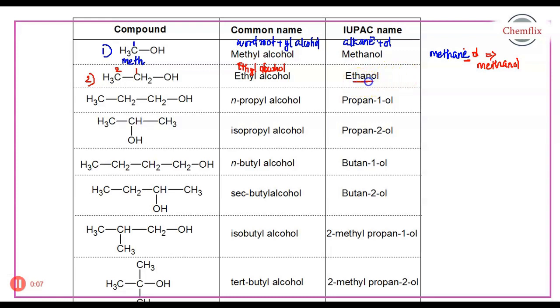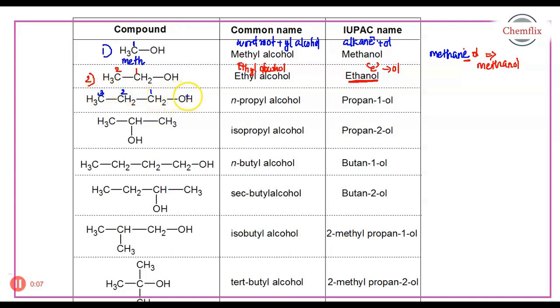That is, first of all, you have to write the alkane, and you have to substitute this E with the OL, then you will get the name as ethanol. And now to the third carbon atom. Okay, third carbon atom. How many carbon atoms are here? 1, 2, 3. So 3 carbon atoms.